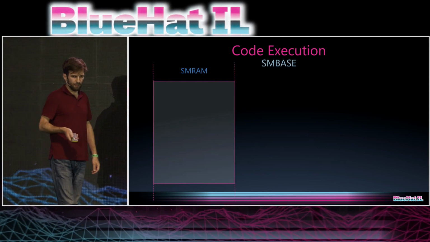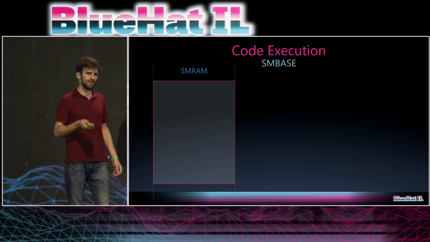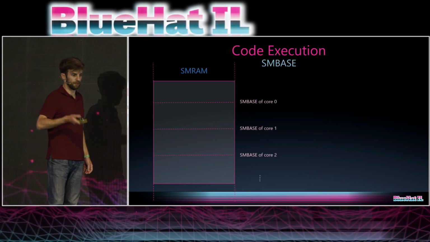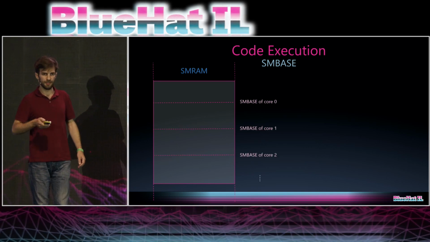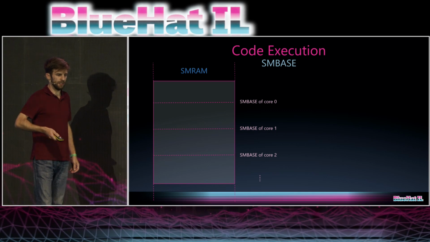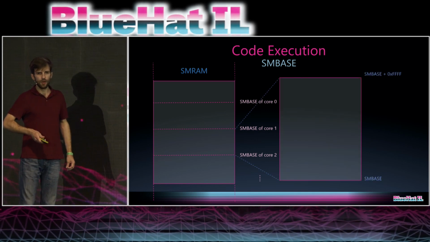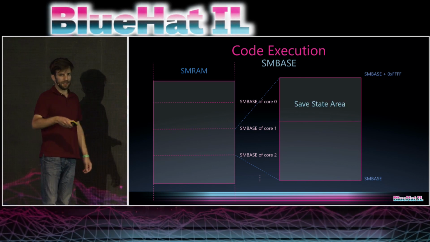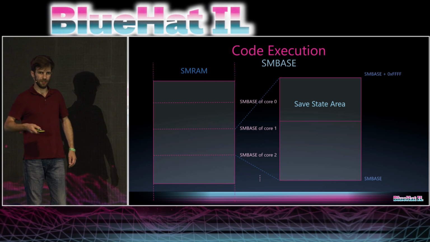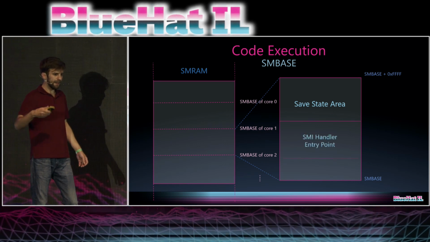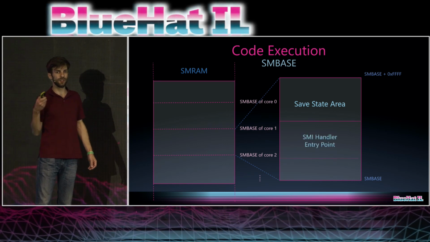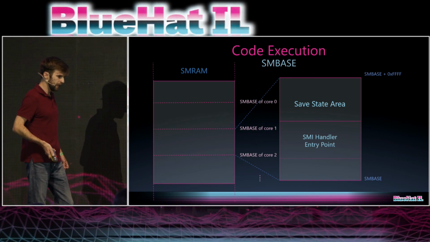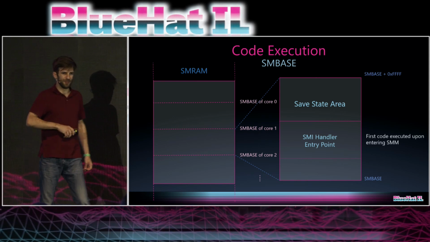So here's the SMRAM. Each core has a designated region in the SMRAM. It is pointed to by the SMBASE MSR. Each core has an MSR of its own. If we zoom into one of these regions, we'll see a bunch of interesting things, but we'll focus on two. The save state, the state of the CPU prior to entering SMM, and the SMI handler entry point, which is the first code that would be executed once you enter SMM. Yes, it's written there, so it's true.